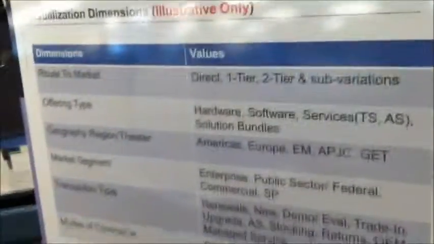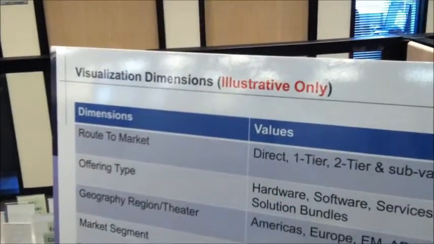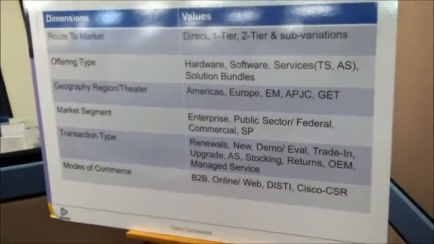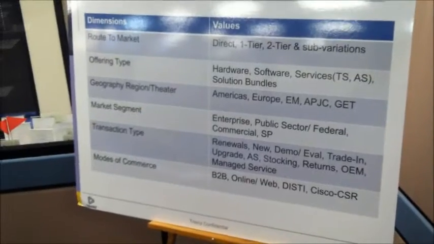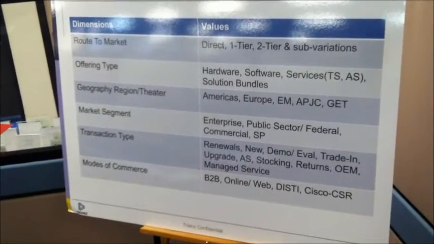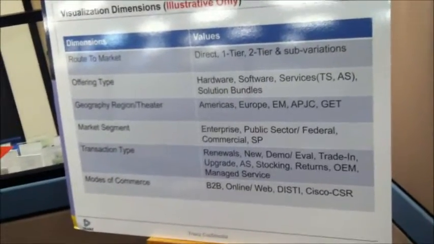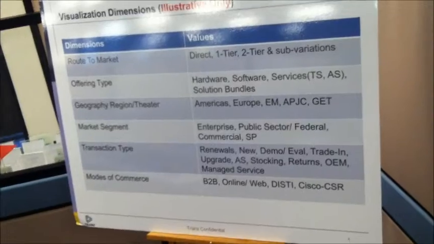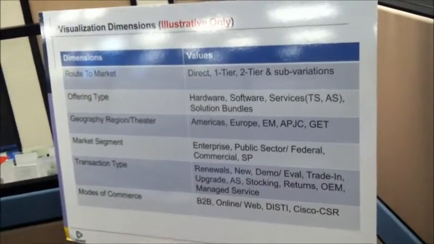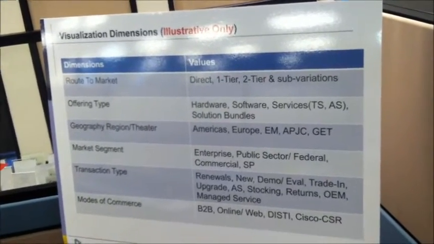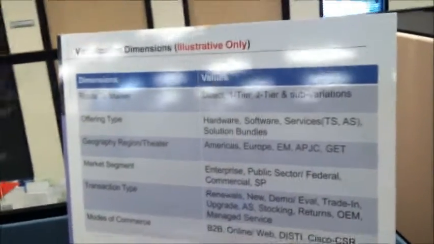And what's called out on the board really is how this model could be used to look at different dimensions. So here we have called out about 6 dimensions, right from route to market, type of offer, geography, market segment, type of transaction, and then modes of commerce. And you can think about one or many dimensions to actually understand the implication of an initiative that warrants launch of a new product, a new offering, an acquisition, getting into a new market, changing a coverage model, and so on.